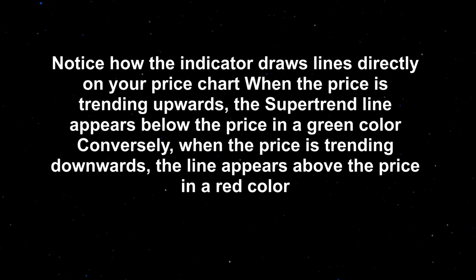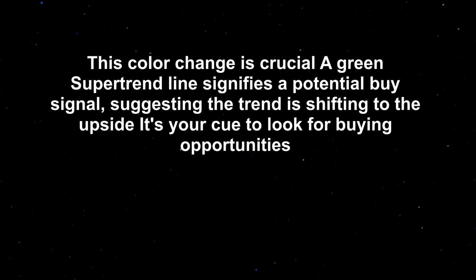Notice how the indicator draws lines directly on your price chart when the price is trending upwards. The Supertrend line appears below the price in a green color. Conversely, when the price is trending downwards, the line appears above the price in a red color. This color change is crucial.